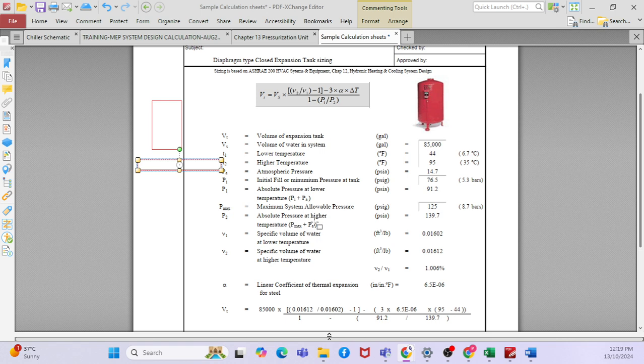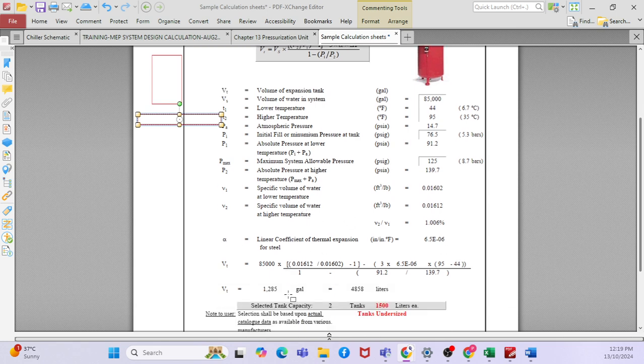Then the absolute pressure at higher temperature, which is nothing but P max plus P2. Here the equation is given and you add them together. The specific volume of water at low and high temperature you can get from the table. For alpha, the linear coefficient of thermal expansion for steel, you can go to the catalog, and depending on the material, you can calculate the alpha value, right?